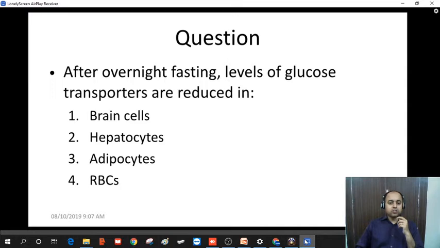Take a look at this question. After overnight fasting, levels of glucose transporters are reduced in which of the following cells? Your options are brain cells, hepatocytes, adipocytes, and RBC. After overnight fasting, level of glucose transporter are reduced in. What is your answer?